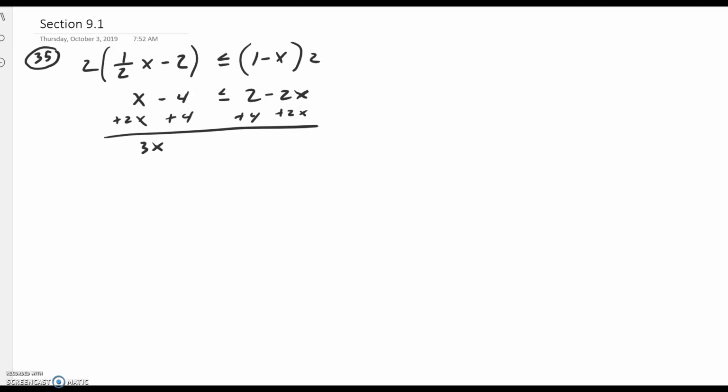That'll bring the numbers to the right-hand side. So here I get 3x plus nothing, and over here I get 6 plus nothing. I'm going to divide both sides by a positive 3, and when I do that, the inequality stays the same. If I divided both sides by negative 3, this inequality would have to turn around. So we have this. In set builder notation, this is the set of all x's such that x is less than or equal to 2.